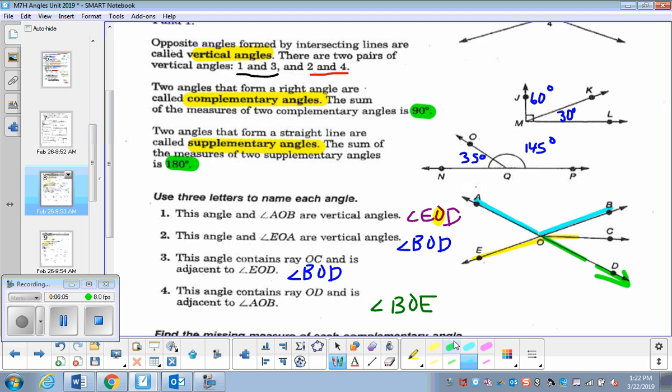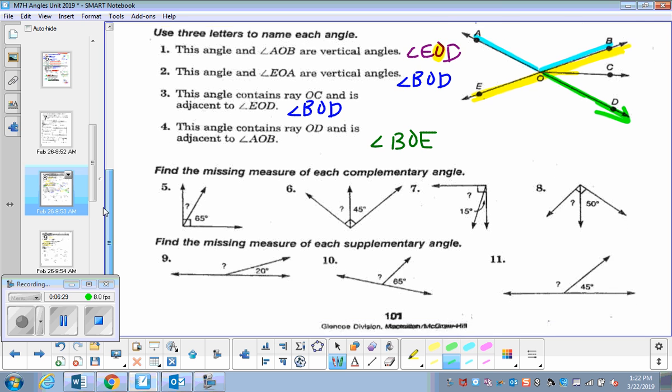We're actually going to pick the straight line, BOE. That straight line here in yellow shares a ray with this blue angle right here. It's sharing a side. And within this yellow angle, we have this green one. So for the last one, it's going to be the straight line across, BOE. And that's the last answer there.